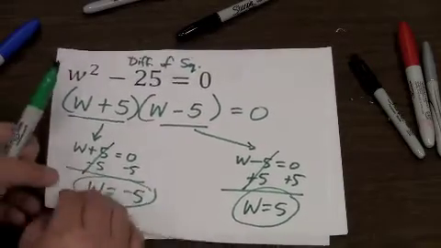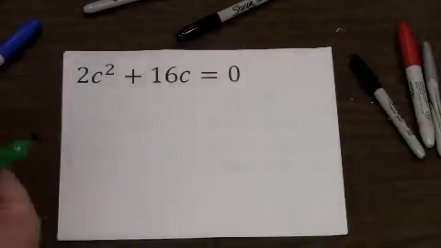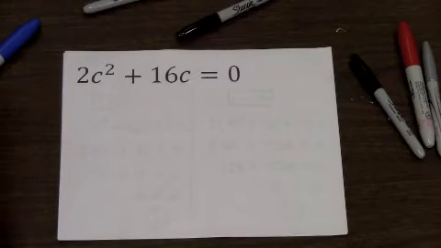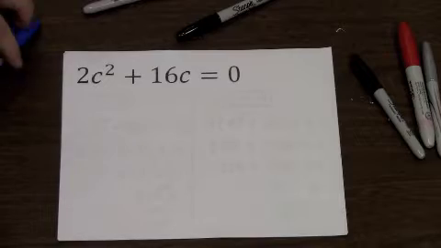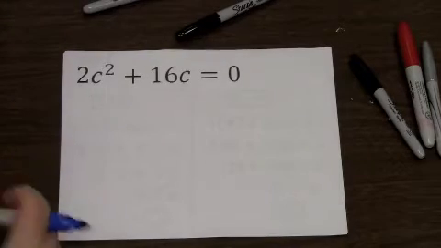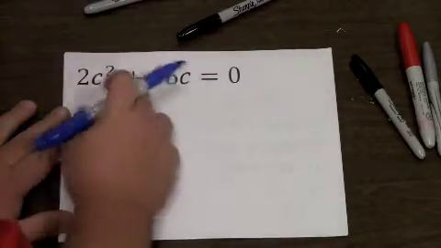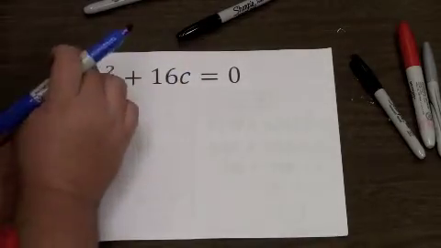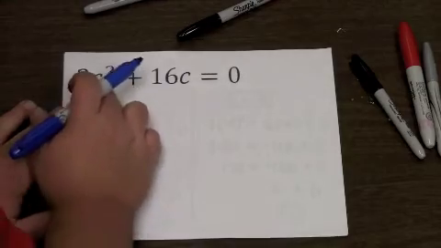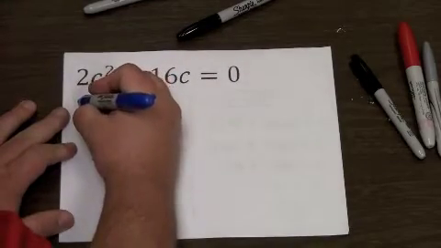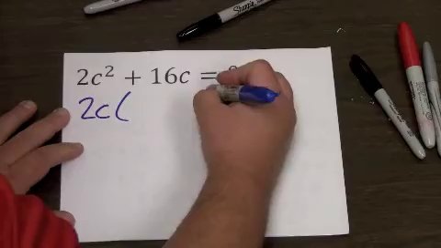Let's use these skills and apply it to a different problem here. Change colors. All right, what we have here is 2c² + 16c = 0. First thing we always check for is the GCF. There is a GCF between these two. They both have a number 2 that can go into them, and they both have c's. So the GCF is 2c in this case.